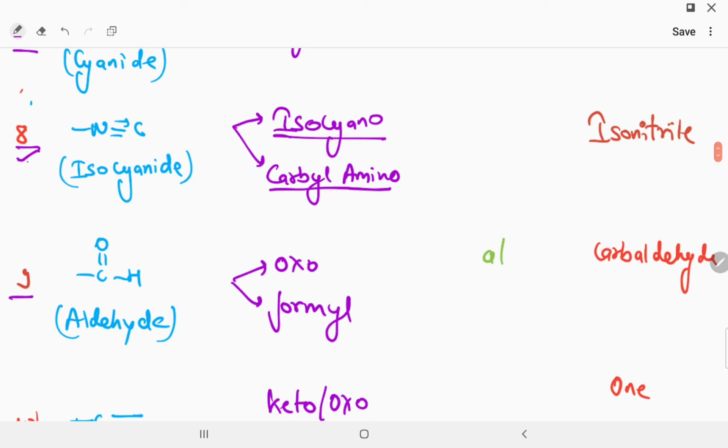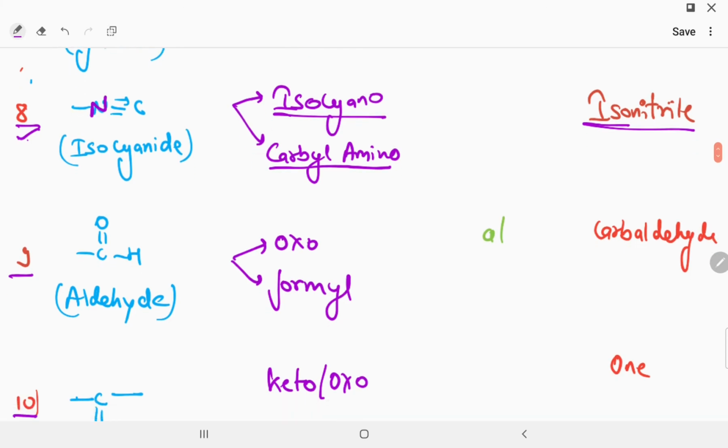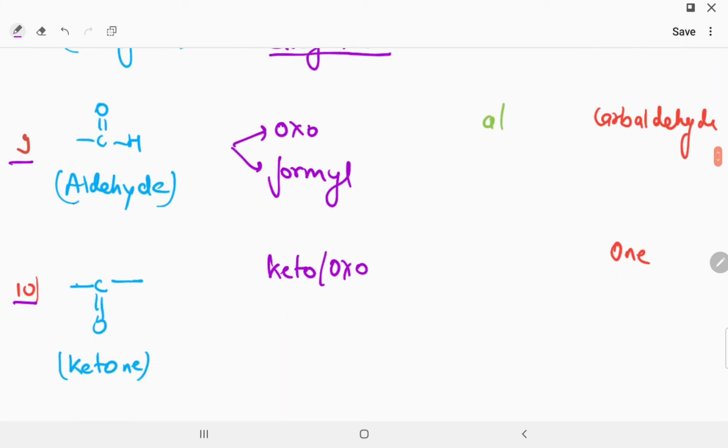Okay. Now in the next part we will discuss how we use this. Now the prefix is only one type, and the suffix is only one type, where carbon is not included, because whenever the isocyanide is attached to the parent chain, it is attached with the N compound, so it is called isonitrile. Okay.